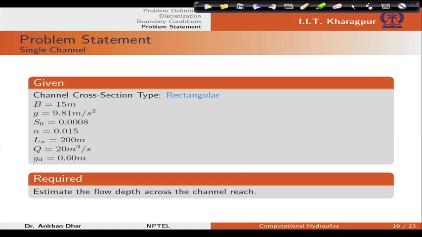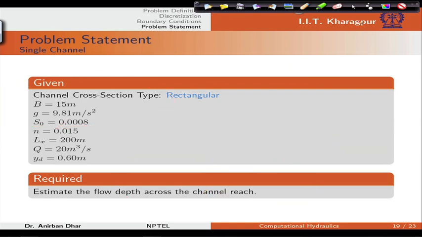Now, this problem is similar to the problem that we have solved in the GVF case. In that case, the critical depth was around 0.567. Now, what is the downstream boundary condition here? This is 0.6. Now, it is just above the critical depth, and with this condition, if we simulate using this boundary value problem, we should get a similar profile in this problem also.